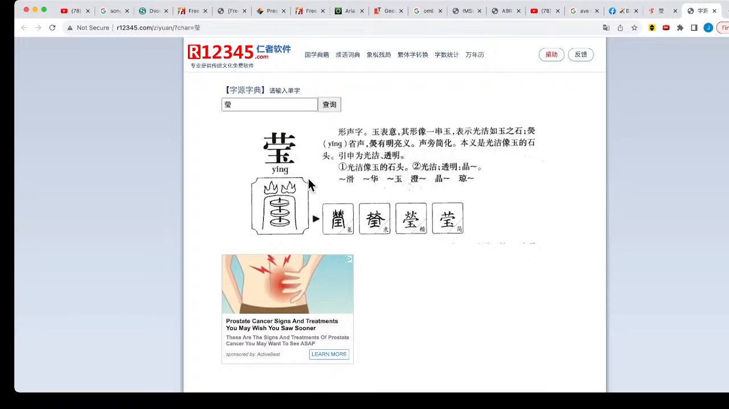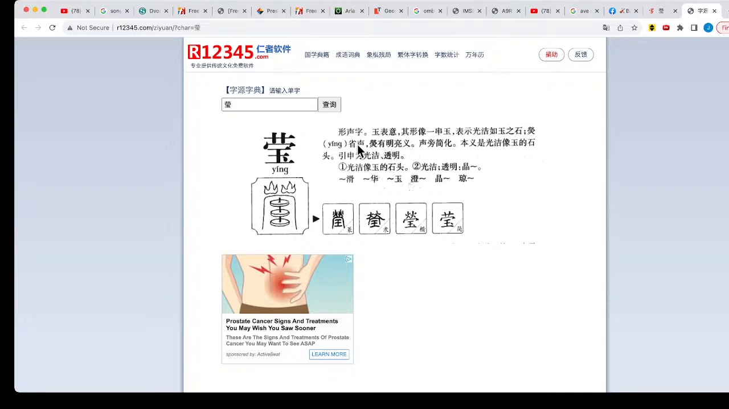So now, of course, there will be a yu. Yu means this is related to jade, a jade piece. And on the top, the old character has two fire on the top. You see that? Two fire on the top. And so this is yin.